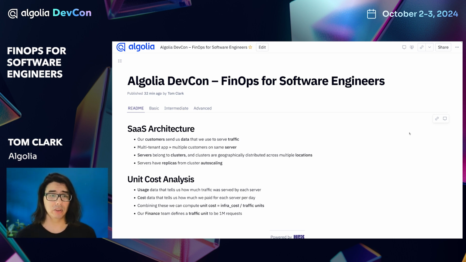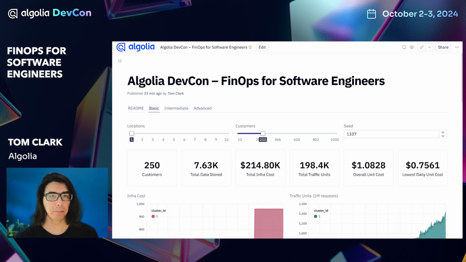When we combine these two, we can compute what's called the unit cost, which is infra cost divided by how many units that we created. Here, we're defining a traffic unit to be 1 million requests. So let's do a basic analysis of our data.